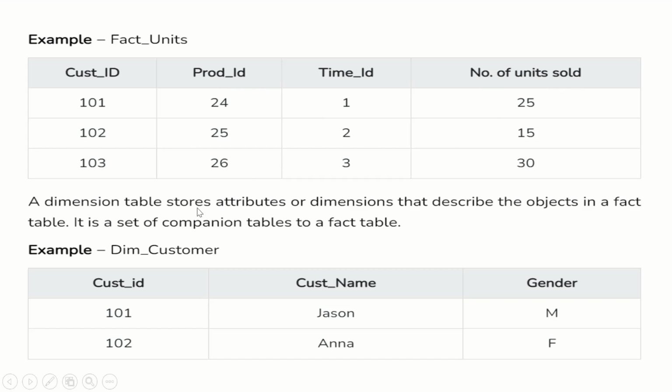A dimension table stores attributes or dimensions that describe the objects in a fact table. It is a set of companion tables to the fact table. That is customer ID, the customer name, that is this, and gender. These are the descriptions about the objects, what we are selling. So these are called dimension tables.